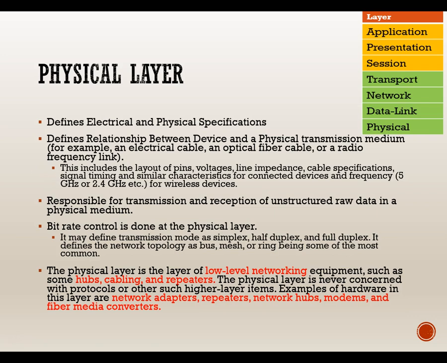So what does each of these layers do? I've tried to put in each of the slides an image of the OSI model, so you can see where each of these layers that we're talking about sits in that particular model. The physical layer defines the electrical and physical specifications. How are we going to connect our NIC card to our computer? This is where our connection is going to be.